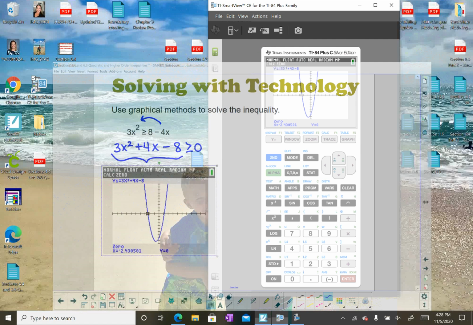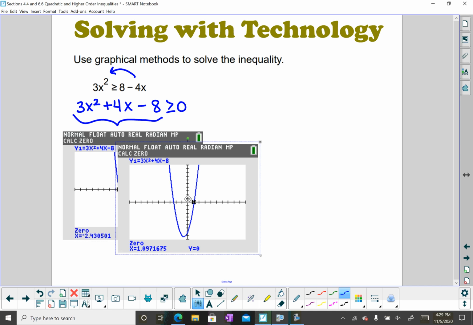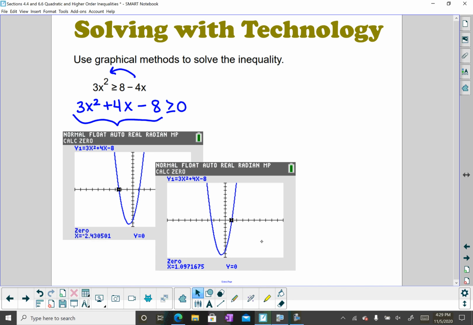Okay, we can do it again. Oop, wrong one. There we go. Okay, my other 0 looks like it's maybe at 1, maybe a little to the right of 1. I'm going to use left bound and right bound of 0 and 2 for this next one. So second, calculate, 0, number 2. So I'm going to use a left bound of 0 and a right bound of 2. Okay, and we're calculating this x-intercept right here. We'll hit guess. And there is my other 0, my other breaking point. There we go. Okay. So now we have this picture.